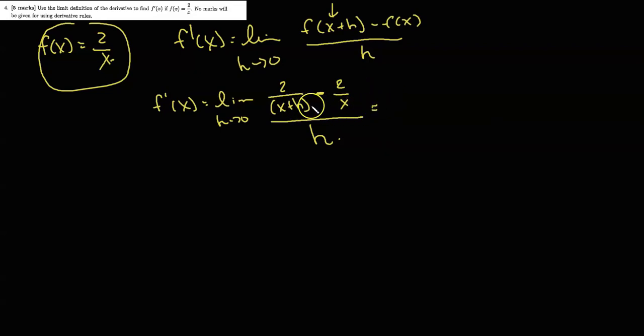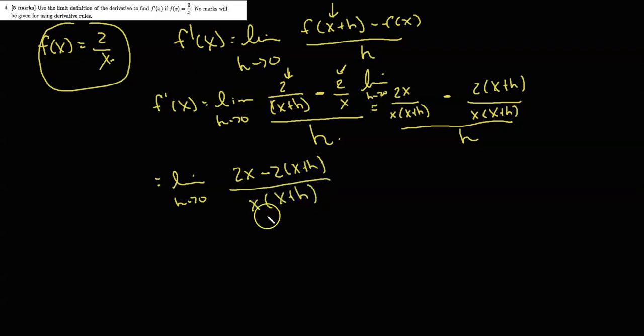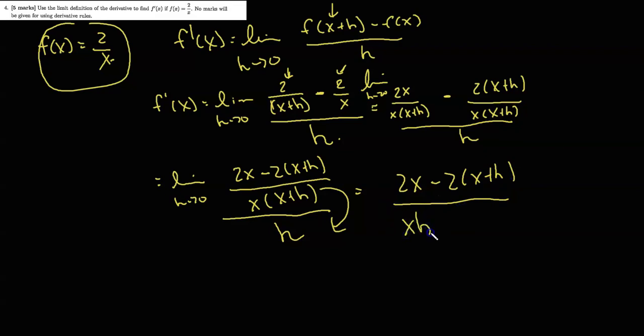First thing to note here is that we can make these two terms have a common denominator. To do that, I'm going to multiply the first term top and bottom by x, and the second term top and bottom by x plus h. So you get 2x over x times x plus h, minus 2 times x plus h over x times x plus h, all over h. And of course there's the limit over here, I forgot to put it. This equals the limit as h approaches 0 of 2x minus 2 times x plus h, all over x times x plus h. Using simple fraction rules, you can put the h in the denominator.